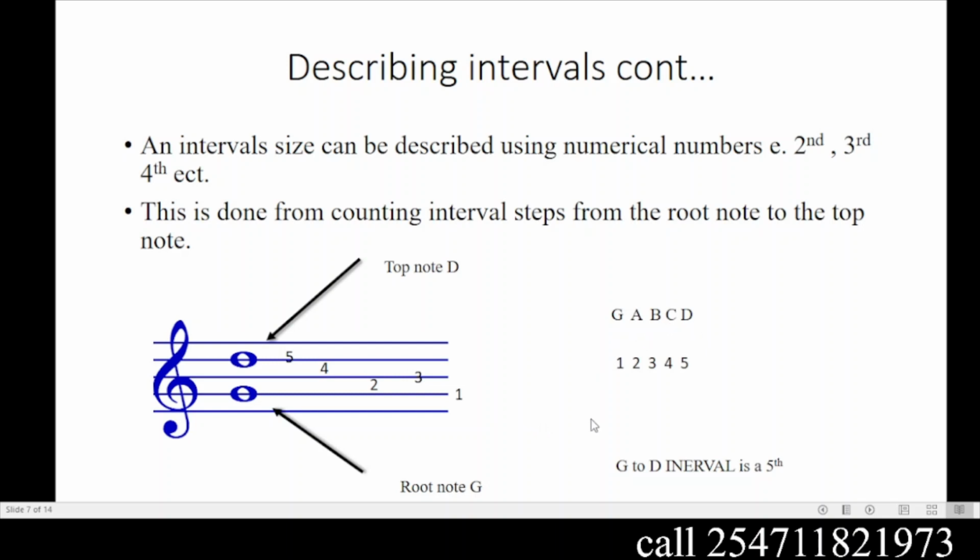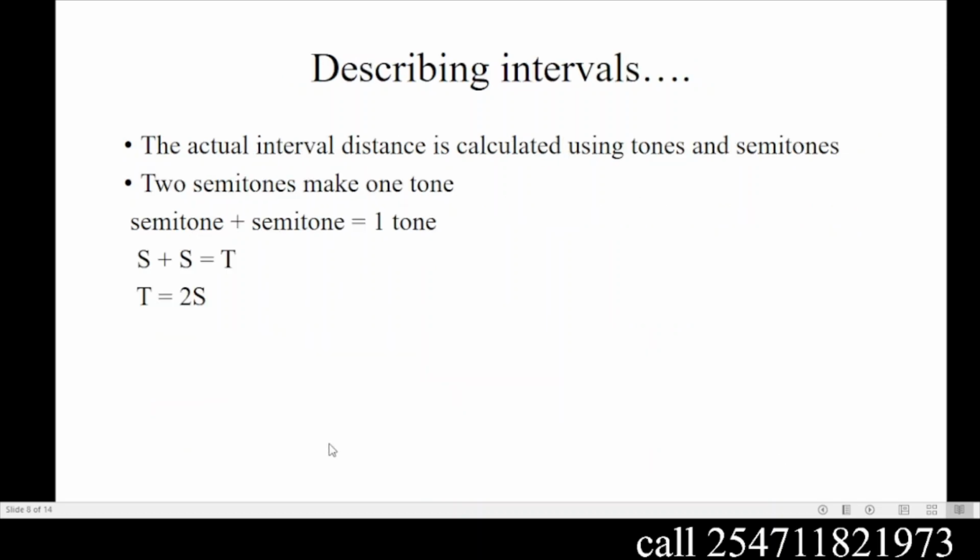But it's good to use both the scale and the staff. So the staff: 1, 2, 3, 4, 5. Remember, count the lines and the spaces. The first line is 1, the space is 2, the second line is 3, the space is 4, and then the next line is 5. So from G to D, the interval distance is a fifth. Remember, the root note is the one that is below. The note below, we call it the root note.